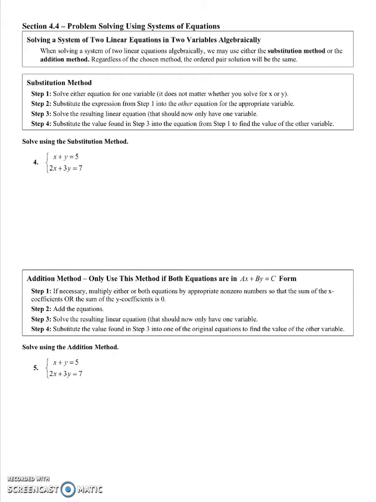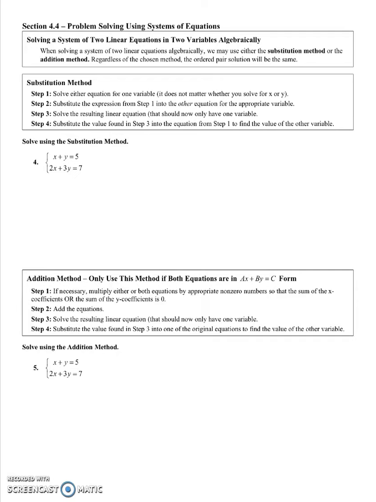So in section 4.1, we learned how to solve systems of linear equations using graphing. Now we're going to talk about how to do it algebraically in section 4.4. When we solve a system of two linear equations algebraically, there are two things we can do. We can either use the substitution method or the addition method. It doesn't matter which method we choose, the ordered pair solution will be the same as long as we do our arithmetic right.